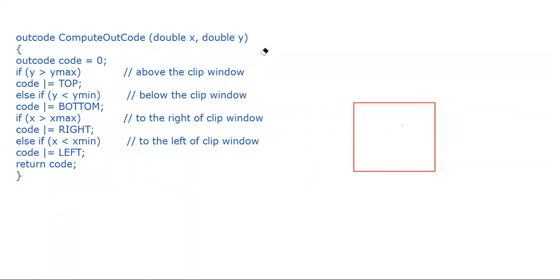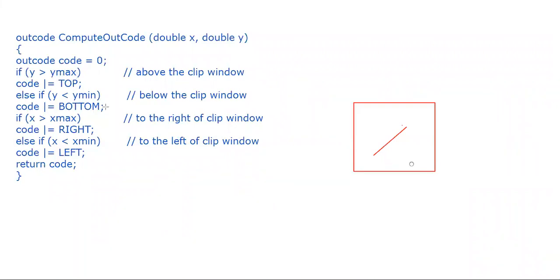Let's consider one more line, where the line is inside. This condition will never be true for all four, so the code will be zero itself. Zero means the line is inside the window. This is the logic of this program, which I explained in the first video, and again I am telling it with the diagram. These are the four conditions.